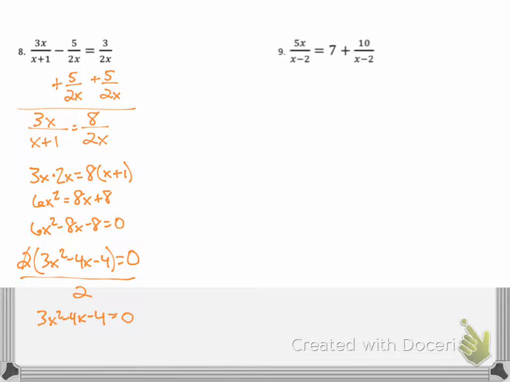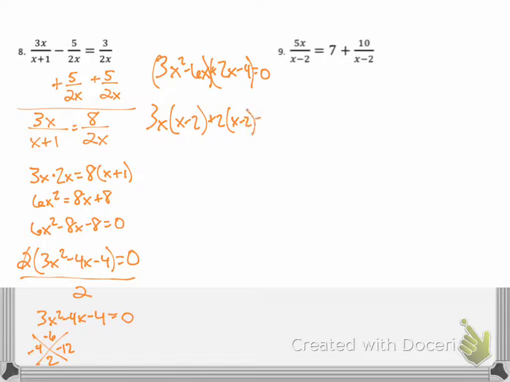And again, you're going to factor that. It adds to -4, multiplies to a times c, which is -12. The two numbers that'll do that are -6 and +2. So we could say 3x squared minus 6x plus 2x minus 4 equals 0. Break it apart. Take out a 3x, be left with an x minus 2. Take out a 2, be left with an x minus 2. You'd have 3x plus 2 times x minus 2 equals 0.